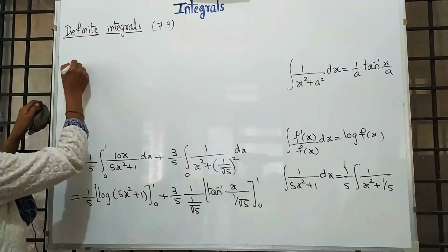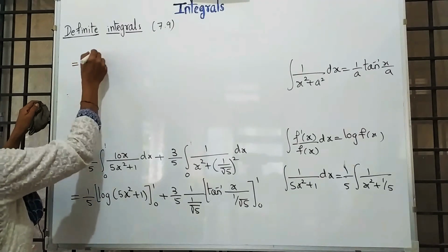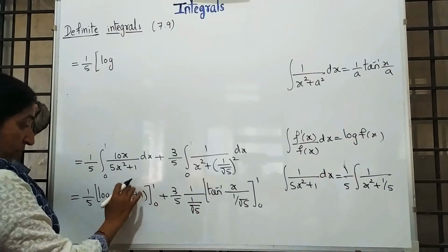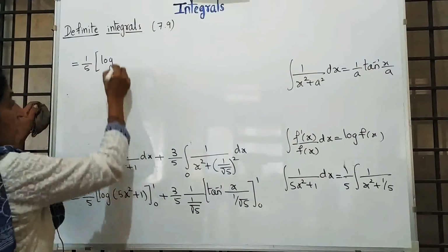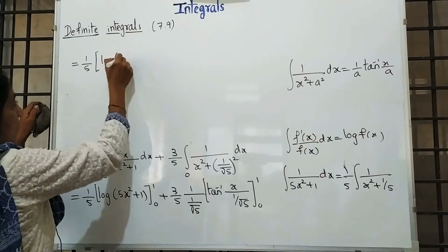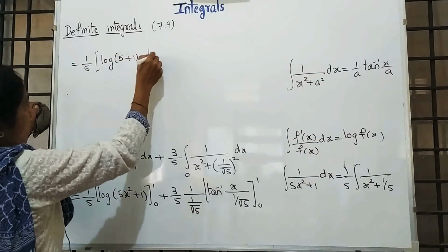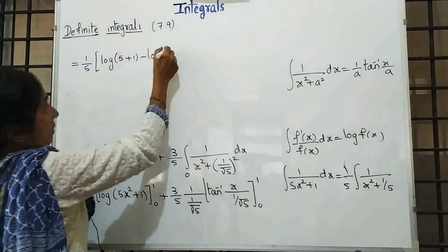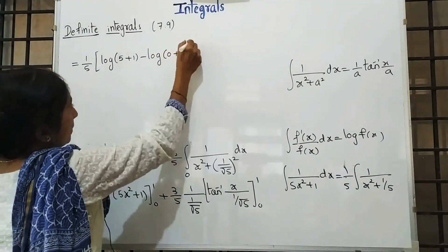1 by 5 outside. First I will write the upper limit in place of x. Upper limit is 1. 1 square is 1. 5 plus 1, it is 6. Minus the log of the lower limit: 5 times 0 is 0, 0 plus 1. It completes the first part.